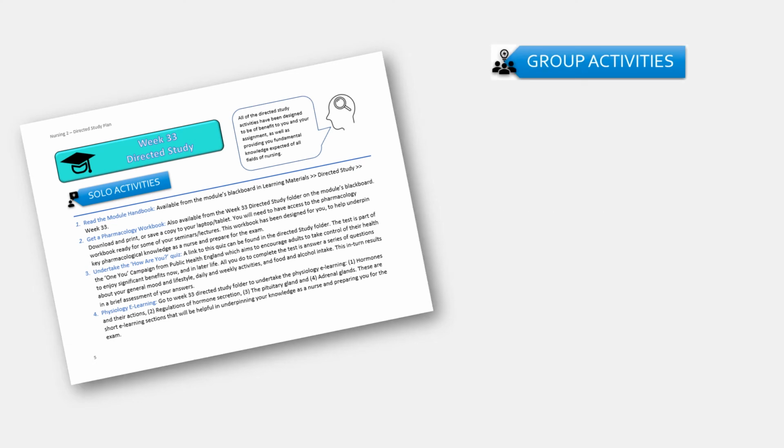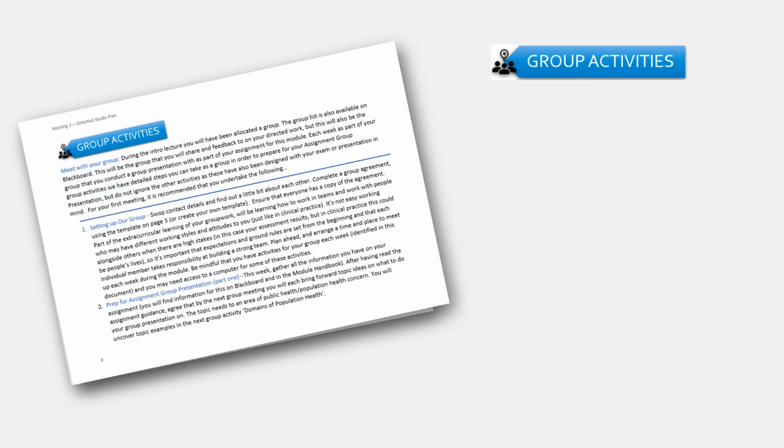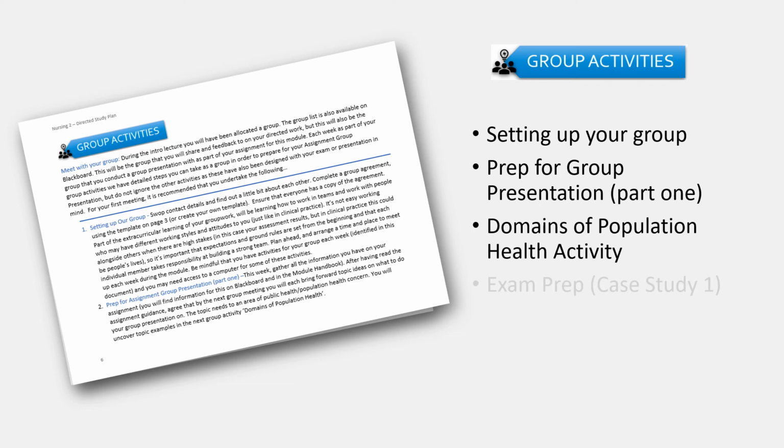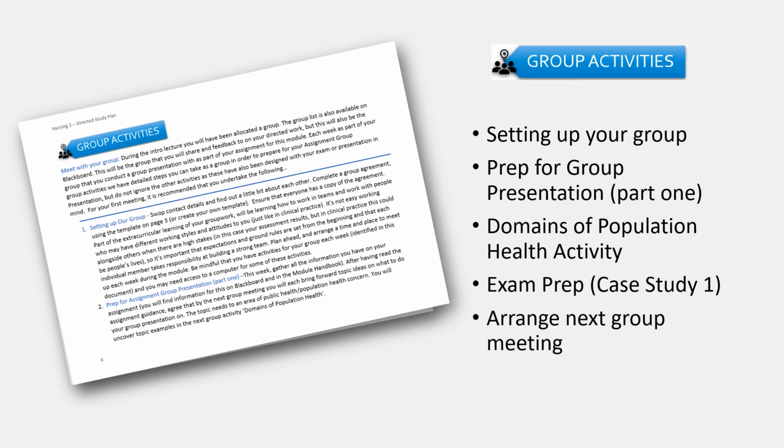Week 33's group activities include setting up your group, where you will begin to get to know each other and agree a group contract. First steps of preparation for your group presentation. The domains of population health activity, which will help you to choose a topic for your group presentation. And exam prep, where you will discuss a case study that will be used in the exam. Don't forget to also make arrangements for your next group meeting the following week.